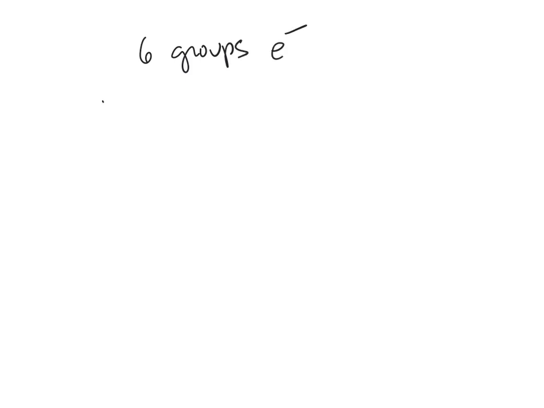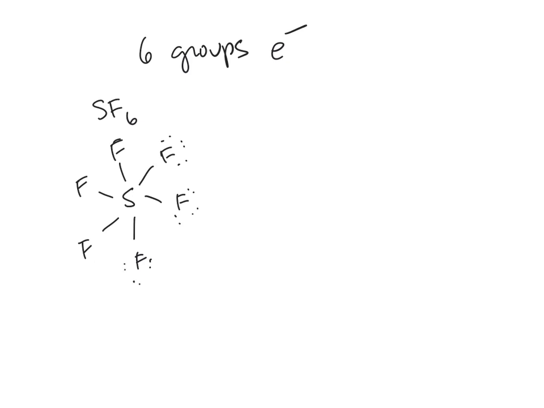The first molecule is SF6. Lewis structure, 1, 2, 3, 4, 5, 6. Sulfur is right below oxygen in the periodic table, so it's got 6 valence electrons, and each fluorine contributes 1. Do you have to draw the lone pairs? Yes, you do. I have no idea how I'm going to test you on this. We'll cross that bridge when we get there, I guess.